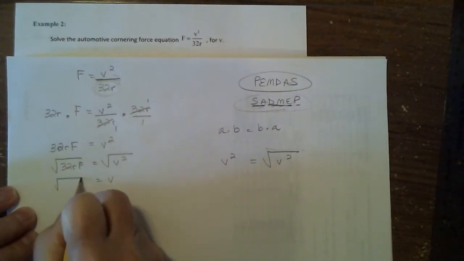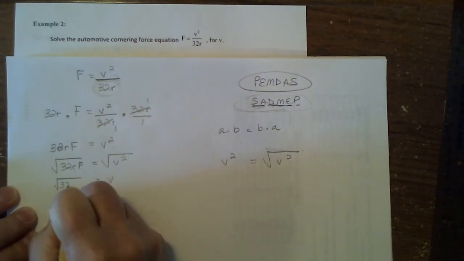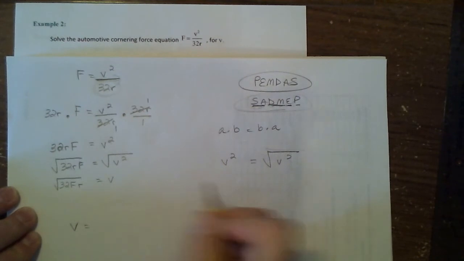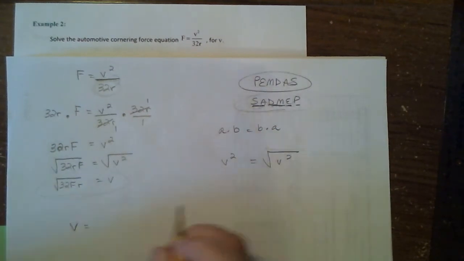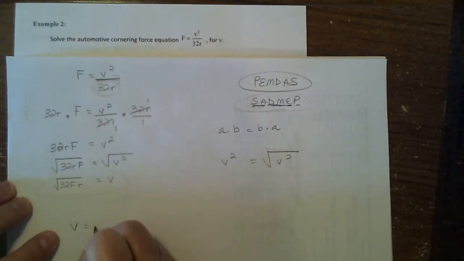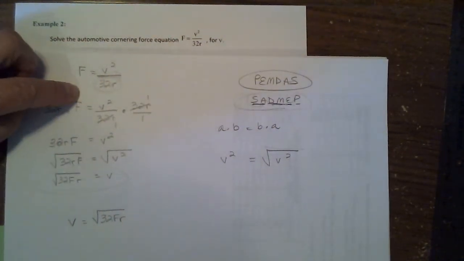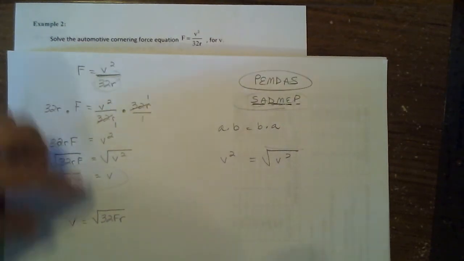And just for the heck of it, I'm going to put it in alphabetical order. You don't have to. Absolutely don't have to. Either way is fine. So here's my answer. And you know me, I like the variable on the left side, so I just switch sides. And so what I've done, I started out with this formula for cornering force, and I ended up generating a brand new formula for velocity.